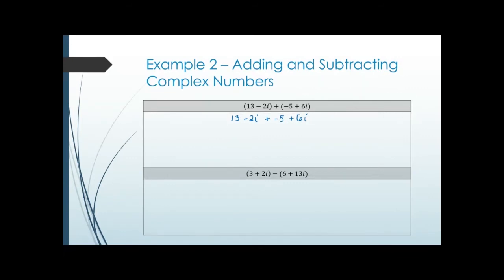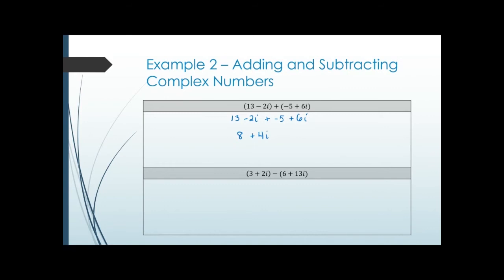And then we want to combine our like terms. So the real numbers, 13 and negative 5, those are like terms. So you would do 13 plus negative 5, which is 8. And then you add the imaginary parts. So those are considered like terms. It's if you have a variable there. So a negative 2i plus 6i. So negative 2 plus 6 is 4. So that gives us plus 4i. And then that's your answer.